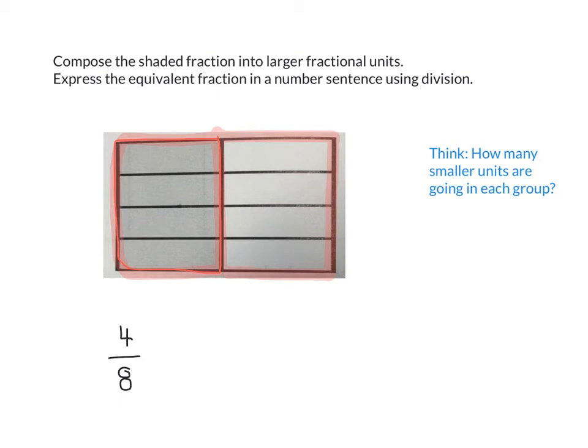Now, how many units do we have altogether in our whole? We've now divided our whole into how many units? Everyone? 2. So now my new units are halves. How many of those halves are shaded in? 1. So now we know that 4/8 is equivalent to 1/2. But we also have to use a division sentence, a number sentence using division, to show how we got there.